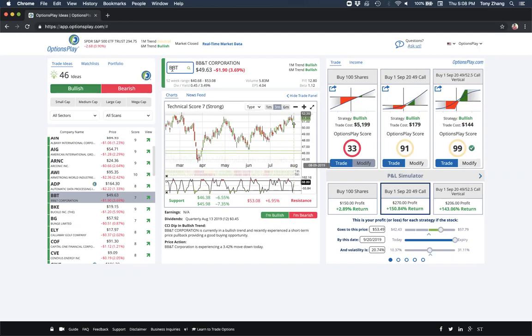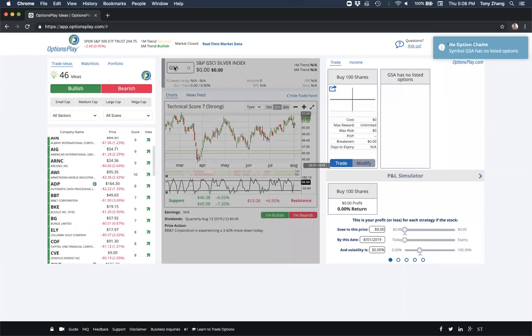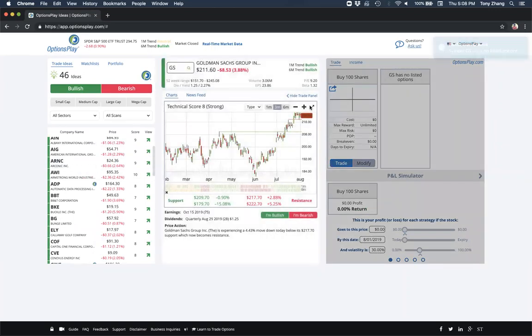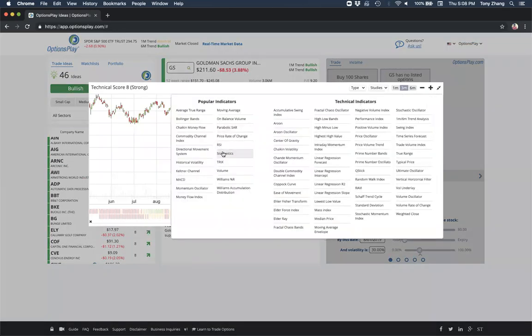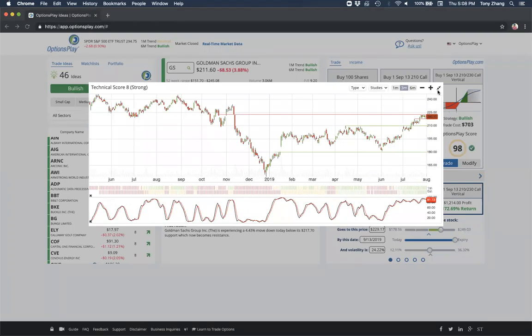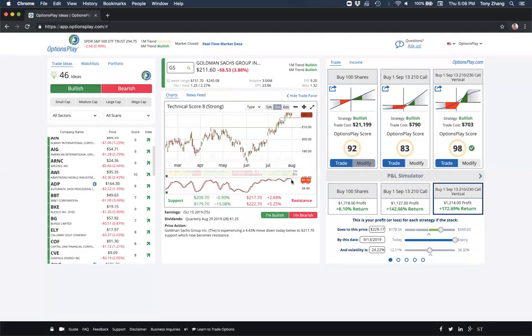Or you're always free to add them onto your own charts. If you wanted to add your own indicators to your charts, you can click on studies, pick whatever indicators you like to use, and then you can add them or overlay them on your stock. So you can see here Goldman is relatively overbought, but as you can see, it's got a strong score. 1 month and 6 month trend is bullish. I wouldn't short a stock that's bullish with strong strength, but those are the ways that you can use overbought and oversold signals.